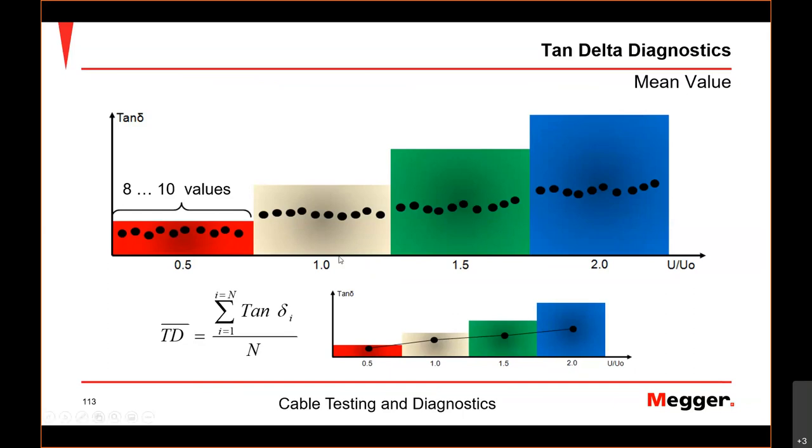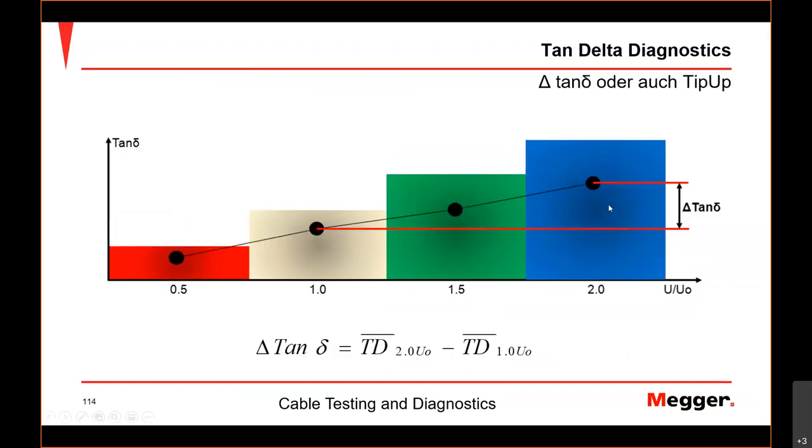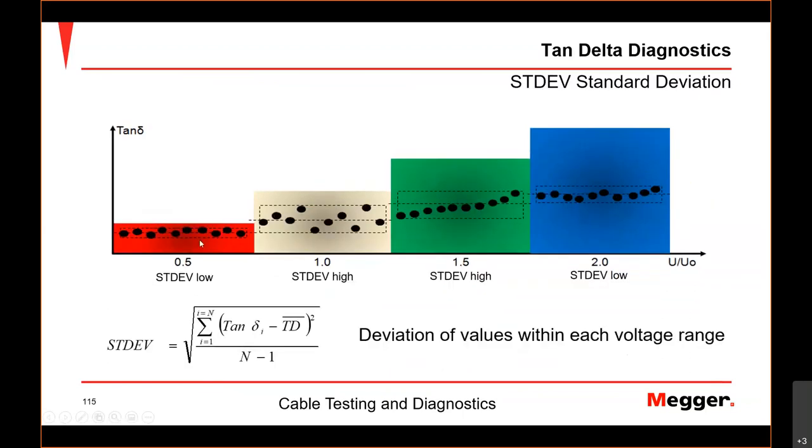Now, we're not only measuring one tan delta. We're measuring it here 10 times, taking an average. That's one thing. Next thing is we're measuring it over 4 voltage levels. And the next thing is we're also looking, this is the average, and then we're also looking at the stability.